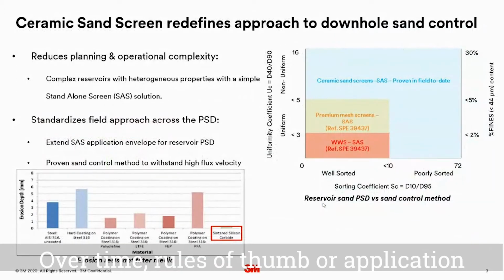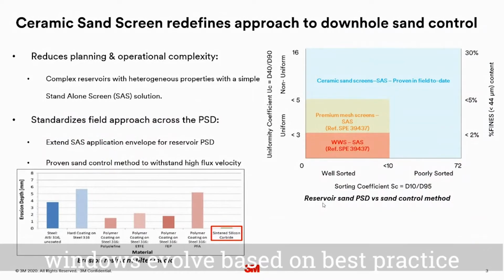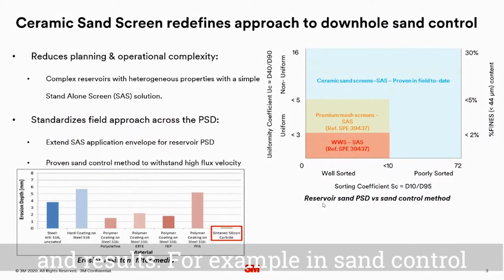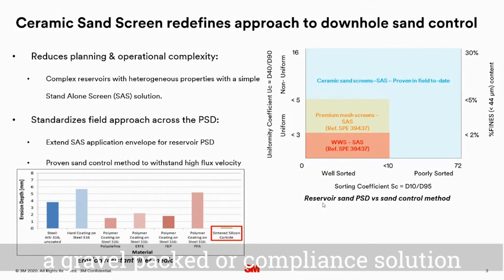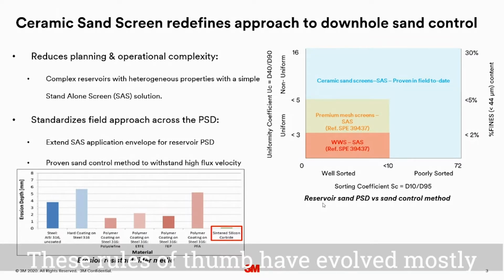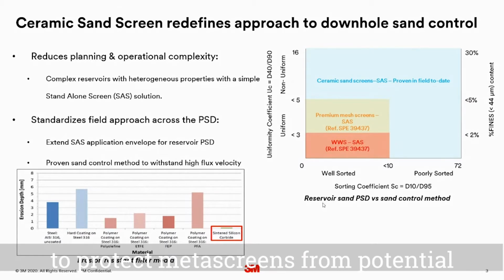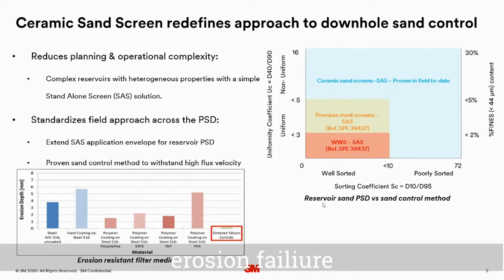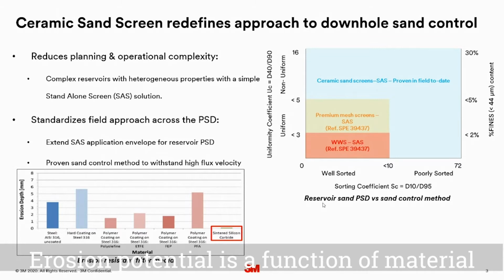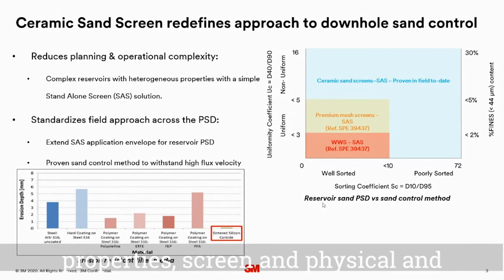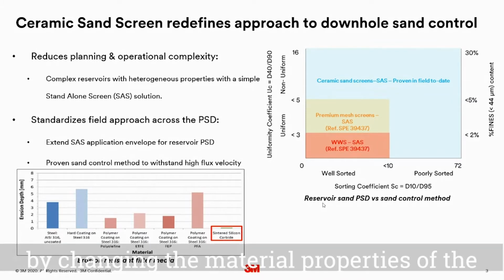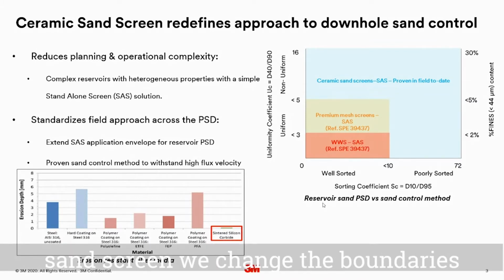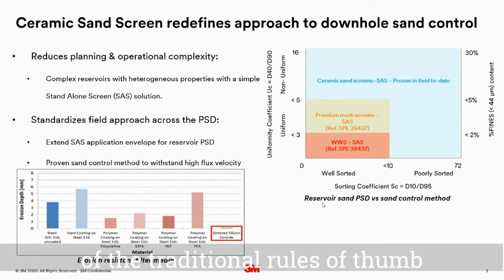Over time, rules of thumb or application windows evolve based on best practice and results. For example, in sand control, a fine contents above 5% would suggest a gravel-packed or compliant solution. These rules of thumb have evolved mostly to protect metal screens from potential erosion failure. Erosion potential is a function of material properties of the screen and physical and chemical properties of the reservoir and fluids. By changing the material properties of the sand screen, we change the boundaries of the traditional rules of thumb.